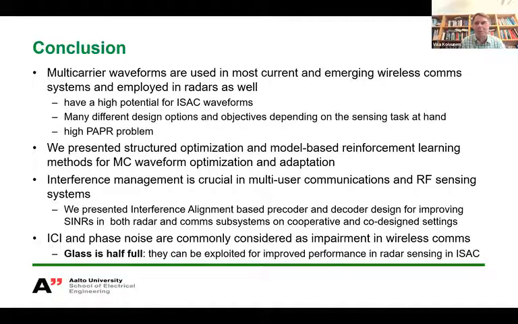And finally, the idea that a lot of the drawbacks and impairments that wireless communication engineers hate and get a headache when they think about can actually be used for radar purposes. So one should see the glass half full instead of half empty, and try to exploit these non-idealities and impairments for the benefit of radar sensing. One can flip the coin around and exploit those things that are usually considered to be drawbacks.